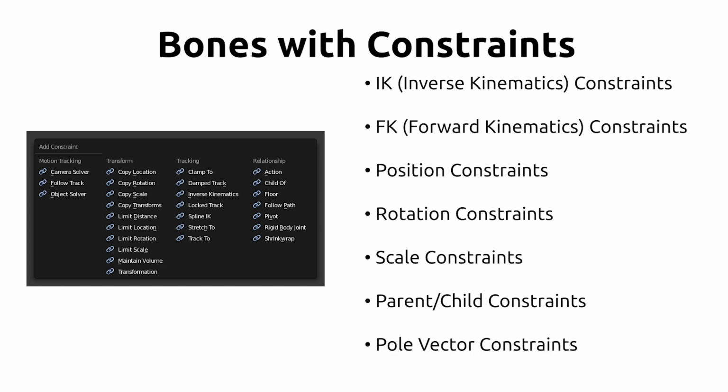Pole vector constraints. Used with IK systems, pole vector constraints guide the direction of joint bending, like knees or elbows, by setting a target point for the joint to point toward.